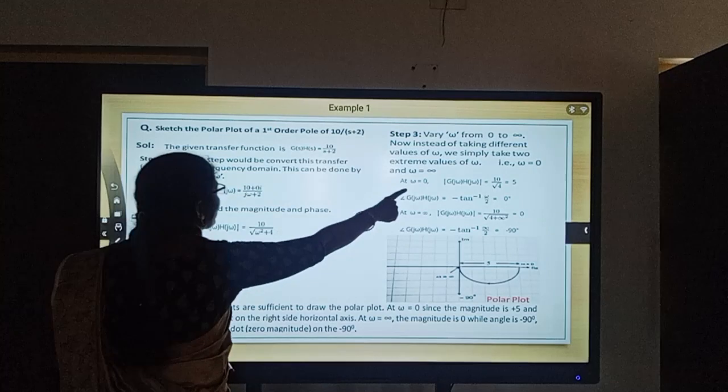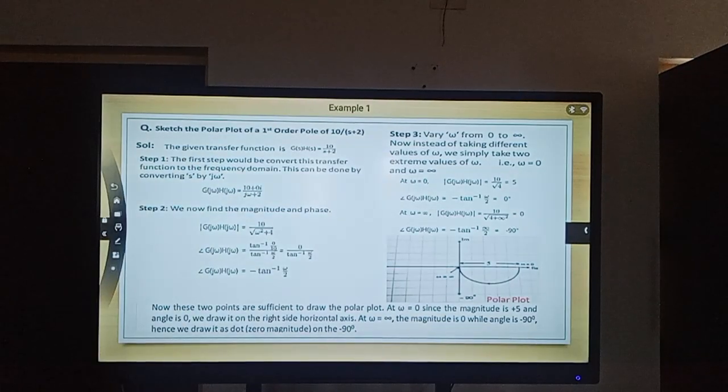First I am substituting omega as 0. The magnitude will become 10 divided by root 4, and root 4 is 2, so 10 by 2 becomes 5. So when omega is 0, the magnitude is 5. Next, the angle will become minus tan inverse of omega by 2. The value for omega is 0, so tan 0 is 0 degree.